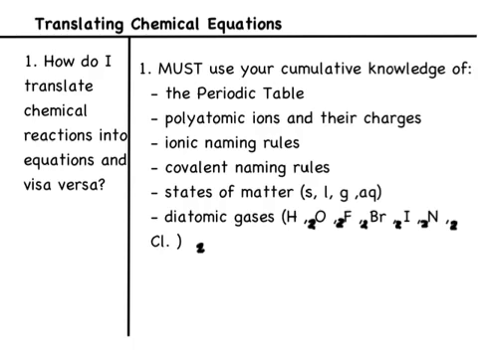So the first and most important thing you need to know is that you have to use all of your cumulative knowledge that you learned from last semester in translating chemical equations. So it's not an easy task. You have to use your cumulative knowledge of the periodic table. You have to know your polyatomic ions and their charges. You have to remember the ionic naming rules as well as the covalent naming rules.